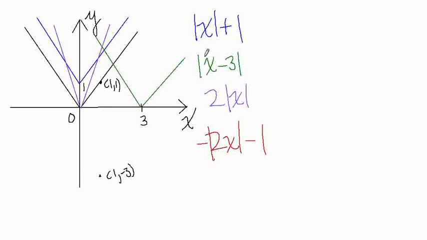This transformation is going to have a y-intercept of minus 1. So let's label that point. Okay, so putting it all together, I hope you can see that the graph is going to look like this. All right.